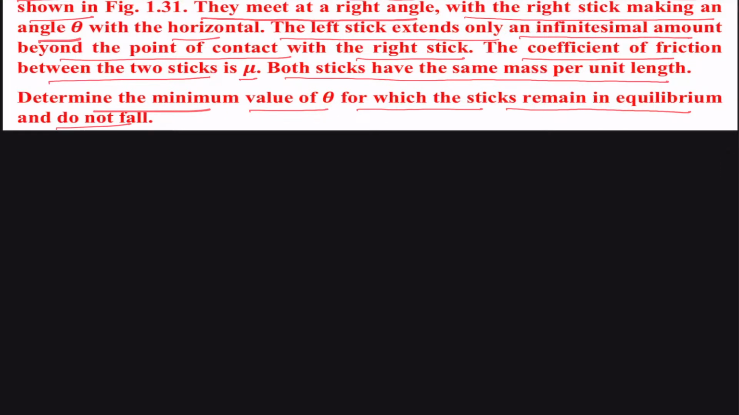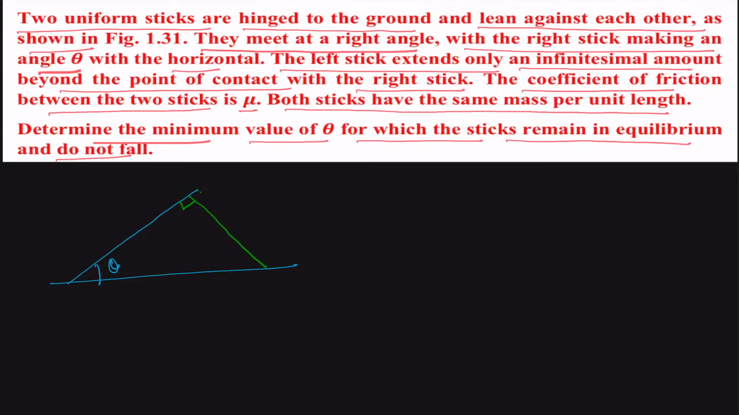So we are given two sticks. Suppose this is our horizontal path, and the left stick is making an angle of theta with the horizontal, and the right stick is something like this, and they are at an angle of 90 degrees. It is also mentioned that the left stick extends infinitesimally a little bit longer, so there's a portion left on the stick.